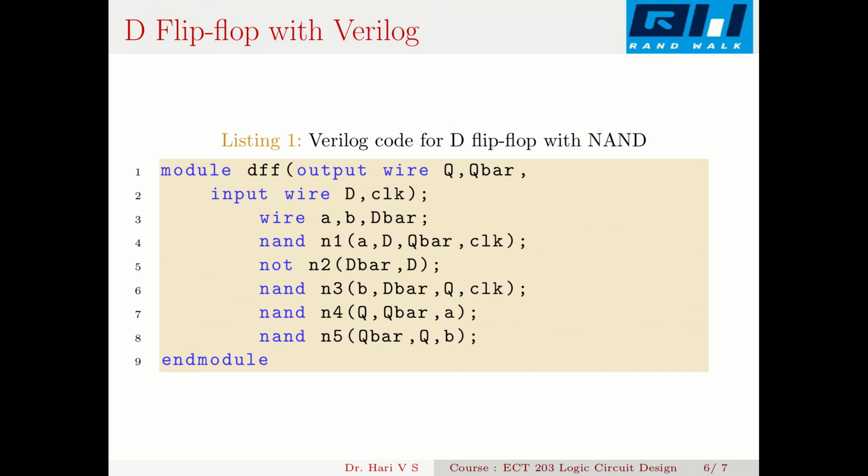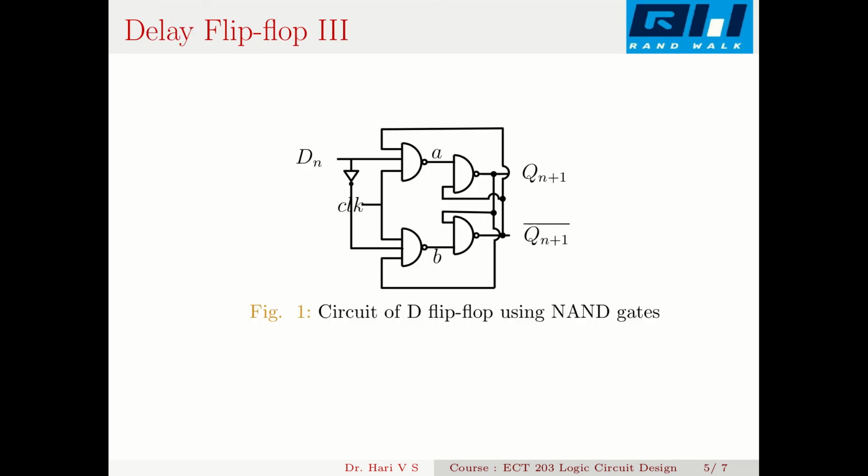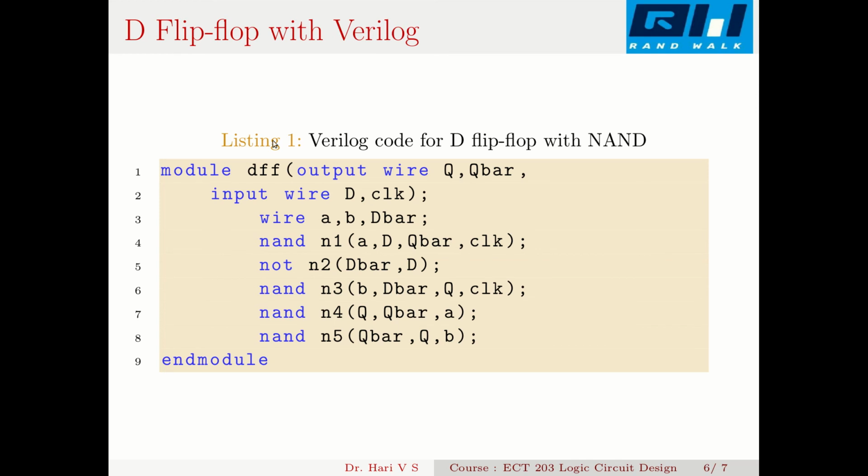Now D flip-flop with Verilog, you can implement this circuit with Verilog like this. I start with a module, some name D flip-flop. Output wires are Q and Q bar, and input wires are D and clock. Internal nets are A, B, D bar, B bar. Okay, D bar, that is I take a complement of the input, and first NAND, that is fed with Q bar and clock and D, and output is A.